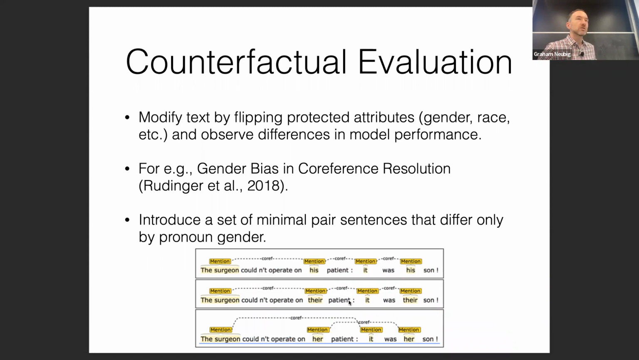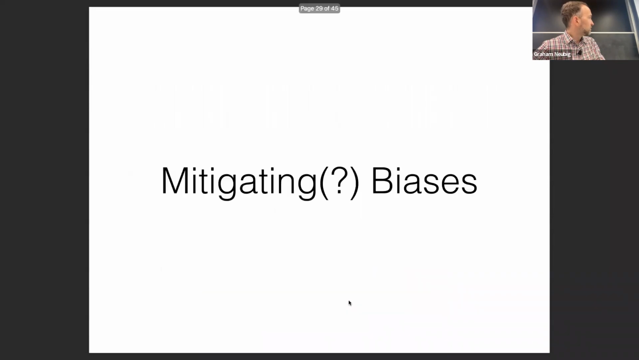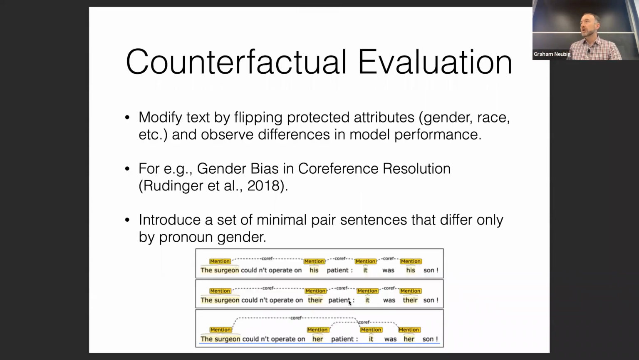And in order to do this, you don't need any internal access to the model. You just need to be able to measure its performance in some way and flip only the protected attribute, to control for all of the other factors that might have to do with accuracy. So this is a good technique.